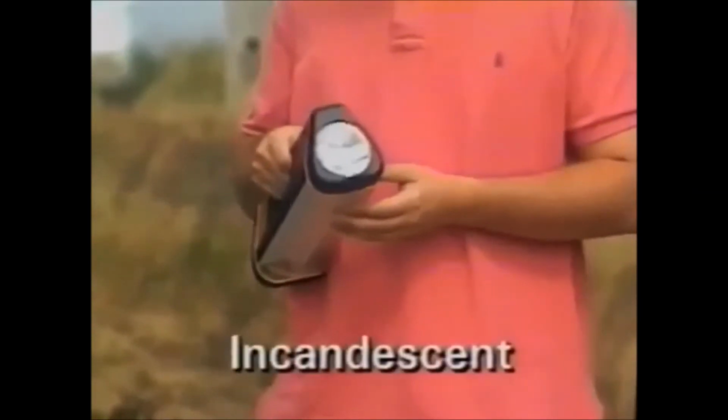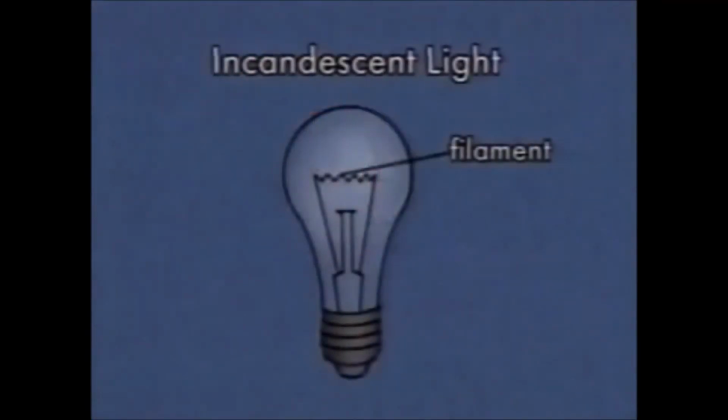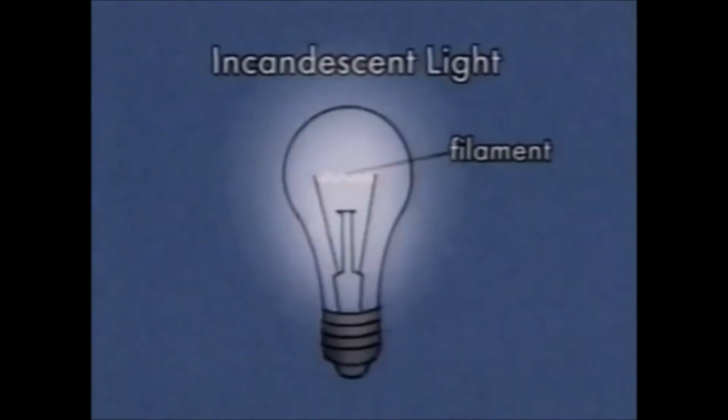This bulb is like an ordinary household light bulb. It's also known as an incandescent light because it produces light from heat. The light bulb contains a metal filament or wire. When electricity flows through the filament, it heats up and produces white light.